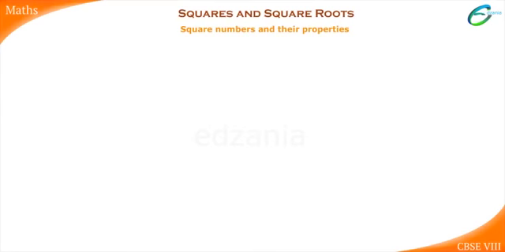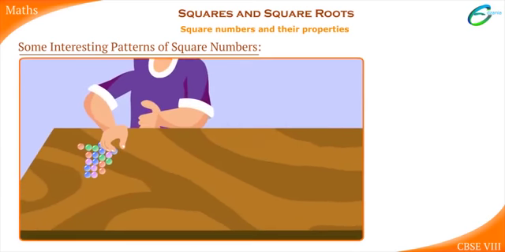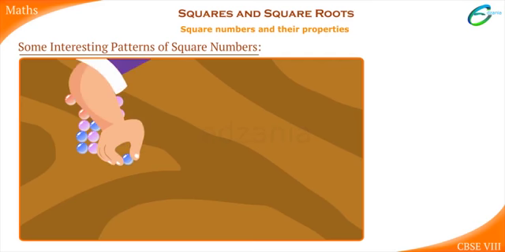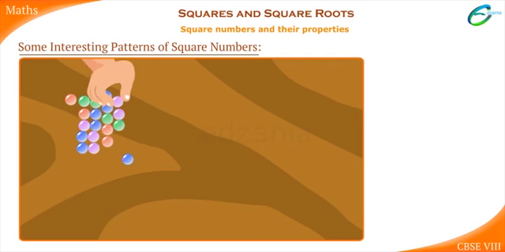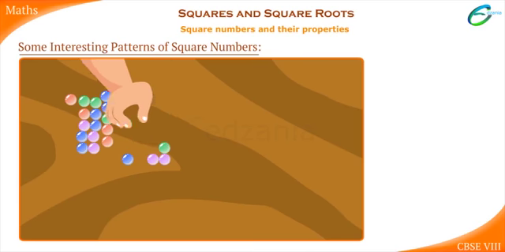Now let us learn about some interesting patterns of square numbers. Rahul is playing with marbles and likes to arrange the marbles in a triangular pattern. Let us see how he is arranging them. He takes the first marble, places it. Now he takes some more marbles and arranges them in a triangular pattern. How many marbles are there? 3. He's adding more marbles to make the next triangle bigger.